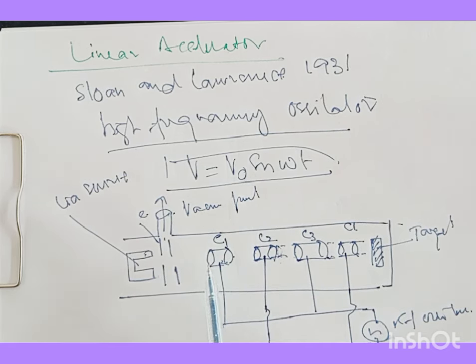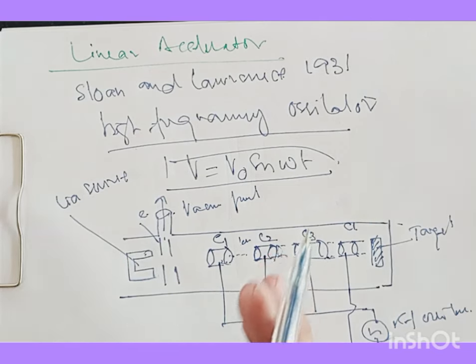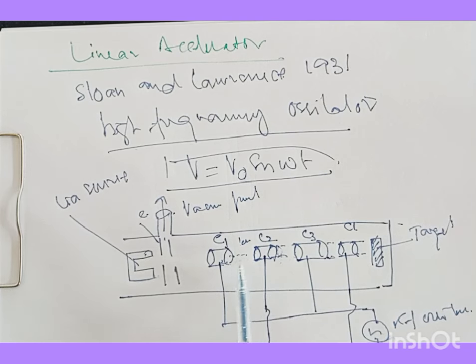The positively charged ions travel with the same uniform velocity within these cylinders, because of the absence of electric field inside. When the ion comes out of the cylinder, the RF power supply provides the maximum attractive potential at that time, across the gap between the adjacent cylinders. This is achieved by using cylinders of increasing length and the proper frequency of the RF source that we are connecting.